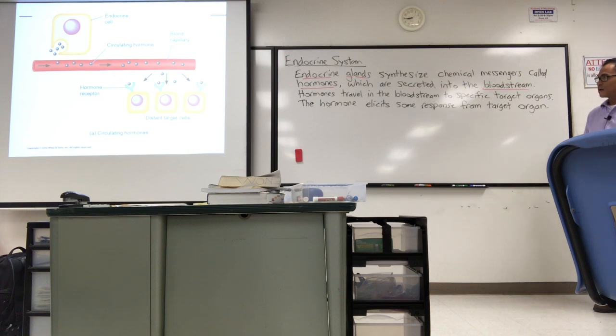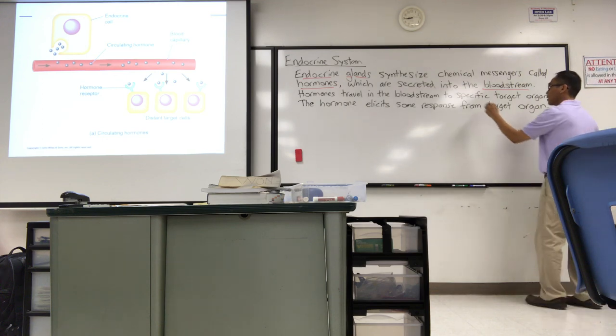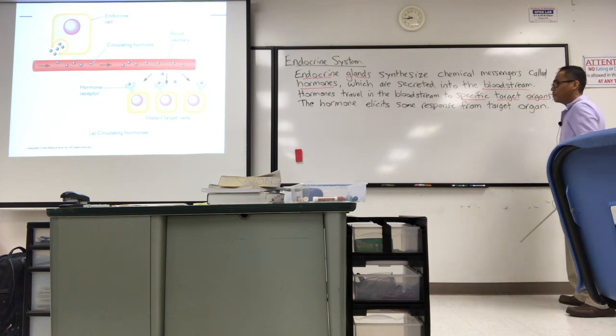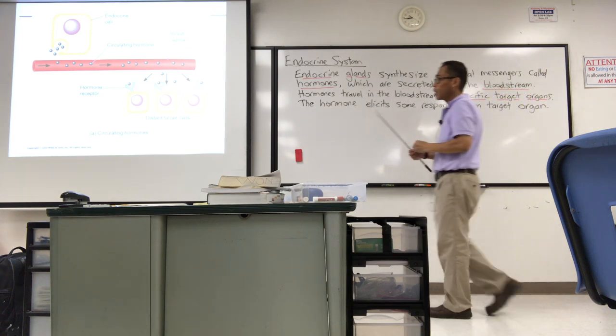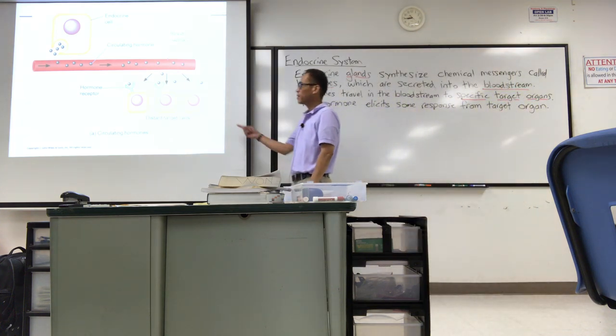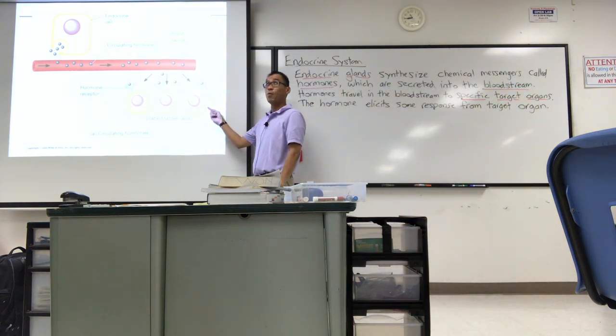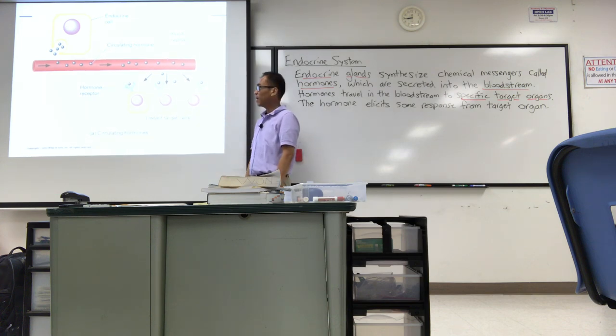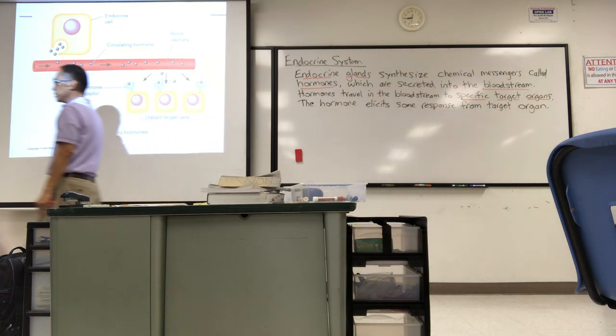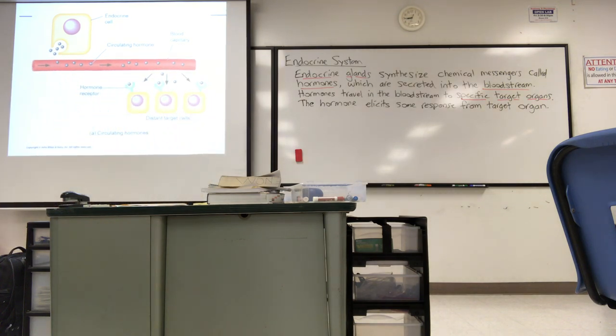Now, it turns out they target specific things. They only can bind to their receptor on cells that present it. And they could be close, they could be far away. So this is distance. That's basically it in a nutshell. Your challenge is to study all of the glands, what their secretions are, what the physiology is, and the response that they elicit. That's how you study the endocrine system.